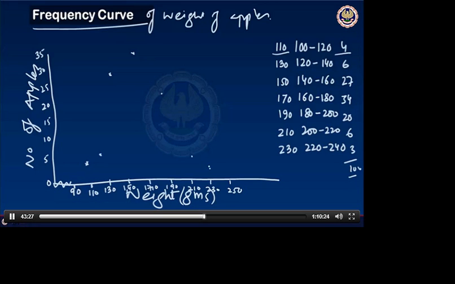So now we are going to make a curve. So what we'll do, we'll just make 2 extended points, 90 and 250, and make a smooth curve, and join at 250. So this is a frequency curve of weight of apples. So this is the frequency curve we have made, and we were required to make a frequency curve of weight of apples. So this solves our question.